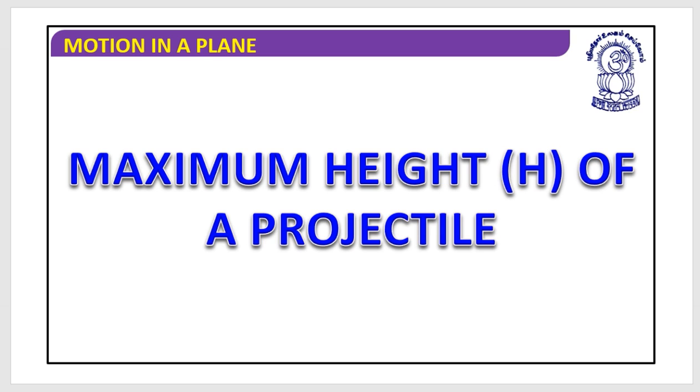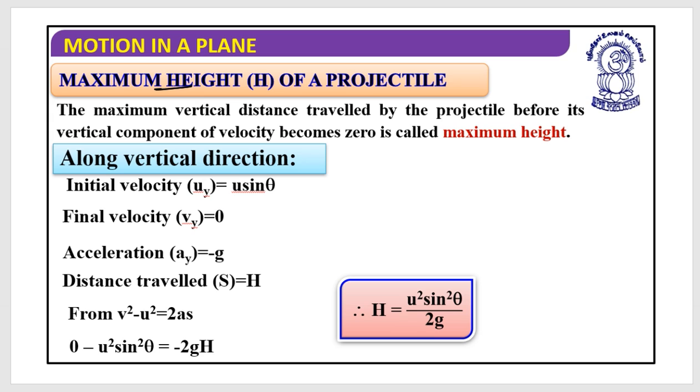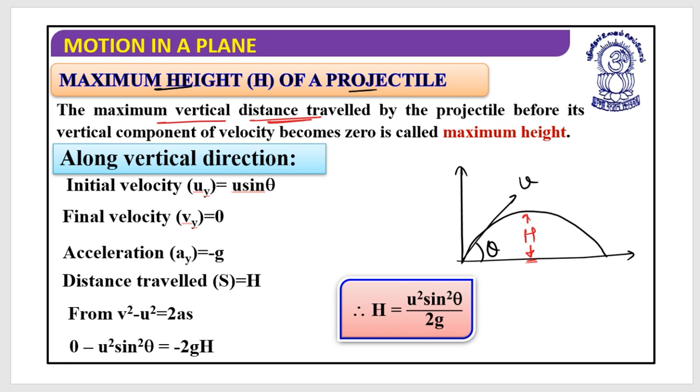They are maximum height, range, and the time of flight. So let's first begin with the maximum height of a projectile. When we talk about the maximum height, the situation would be something like this. This is u, this is theta, and this distance is what we call hmax. hmax is the maximum vertical distance traveled by the projectile before its vertical component of velocity becomes zero.